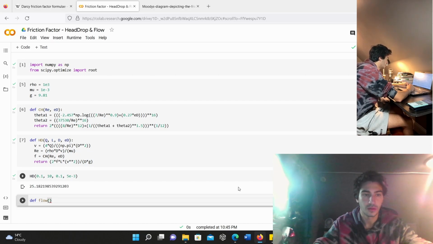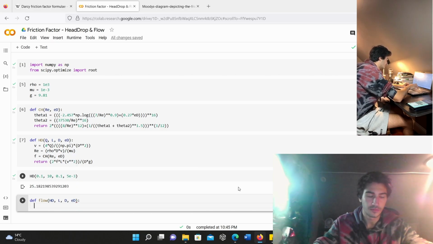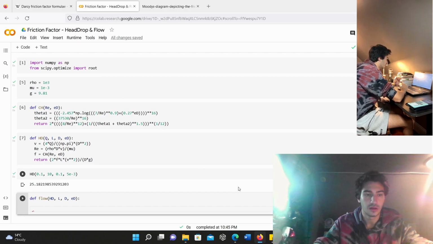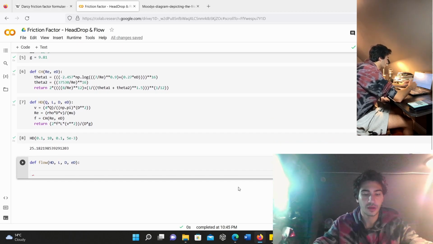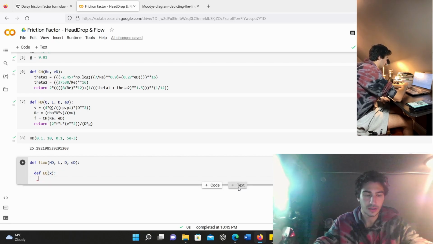We're going to have the same. We're going to have the head drop, length, diameter, and then the roughness, right? All the same except for the flow, it's going to be the head drop. And then again, we're going to have another equation, and then we're going to call it a simple equation. And then we're going to be unpacking it, right, for the flow. So I'm just going to call it x, and unpack it, right?